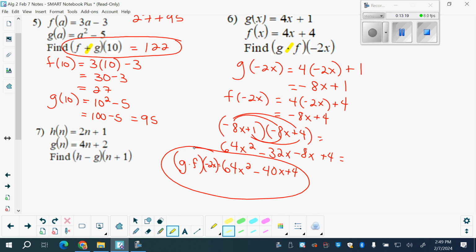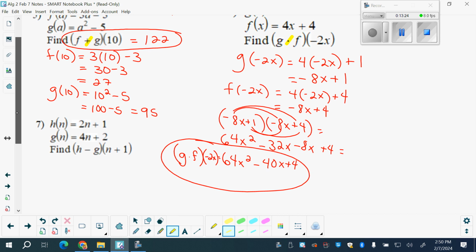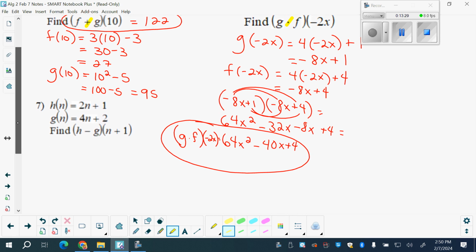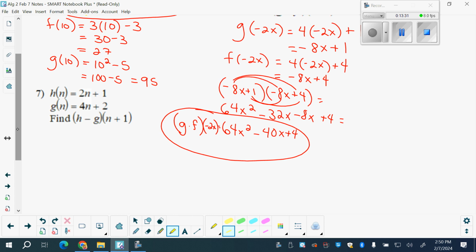Okay, last one. This one, yes, is the hardest one. You notice that's my pattern. Usually start simpler and get harder as we go along. So what do we do first on this one? We have to substitute in an n plus 1 into each equation. So h of n plus 1, 2 times n plus 1 plus 1.